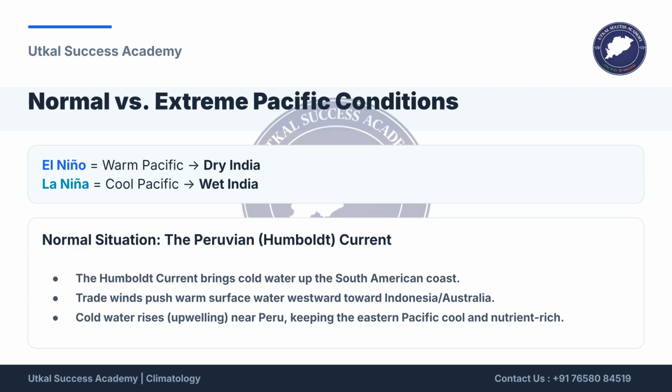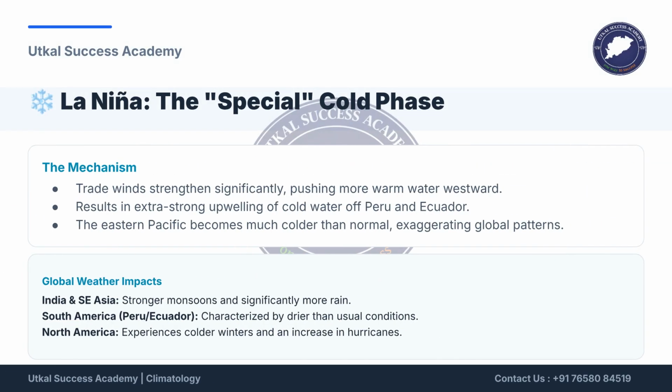The normal situation involves the cold Humboldt current and trade winds pushing warm water westward. La Niña, the special cold phase, involves significantly strengthened trade winds, which causes extra strong upwelling of cold water off the coast of Peru and exaggerates global weather patterns. This means stronger monsoons in India and colder North American winters.